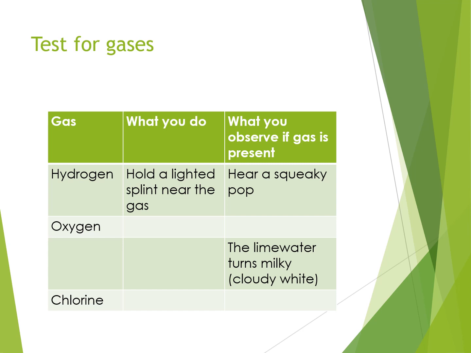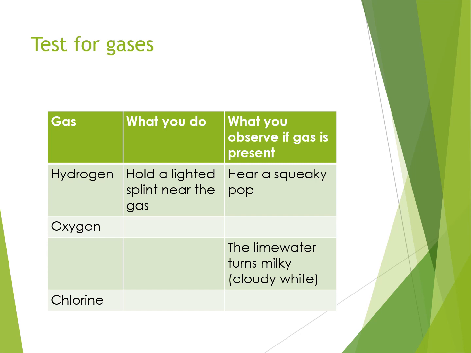If you produce hydrogen by adding magnesium to an acid, hydrogen gas is produced. The test for hydrogen is the squeaky pop test. The way you do the test is you collect the hydrogen gas and you put a lit splint near the gas and it makes a squeaky pop sound.